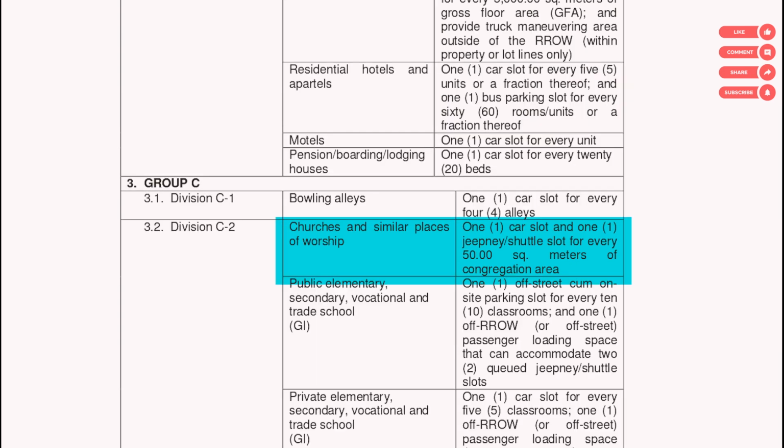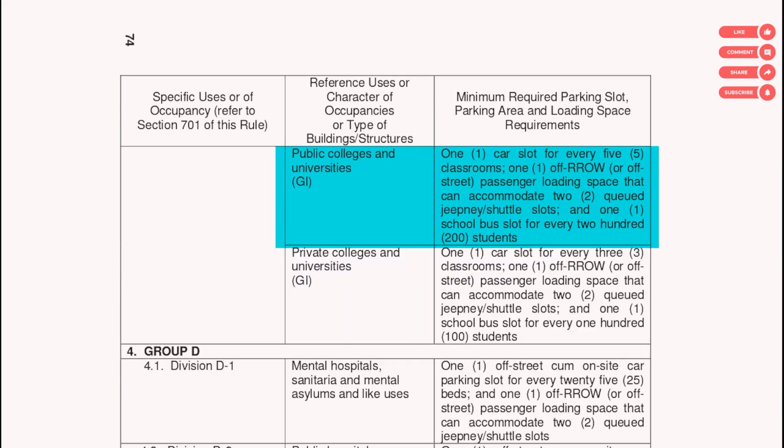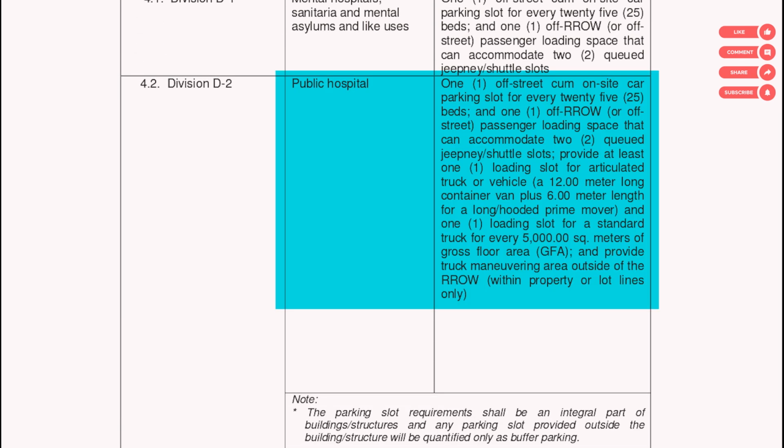Next, a church. For every 50 square meters of congregation area, one car space for every 50 square meters. Then a public university, public, not private. One car slot for every five classrooms, one loading space for two jeepney or shuttle slots, one school bus for every 200 students.